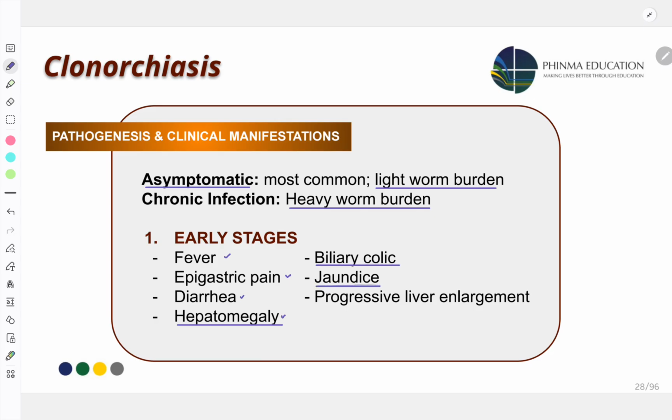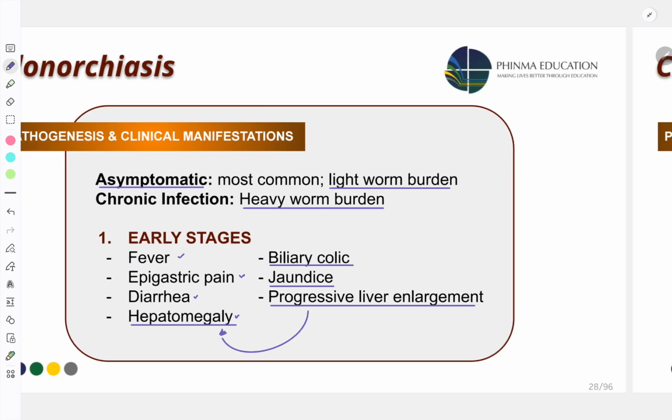The same with your Fasciola, there will be jaundice, kay naay blockage of your bile duct, so your bilirubin cannot be released into your intestine, and of course, progressive liver enlargement. So, magkadako pa jud ang imong liver.